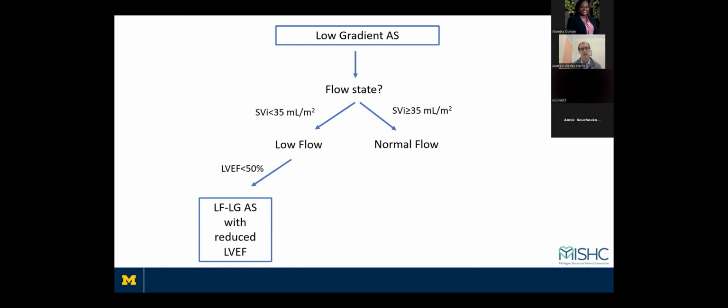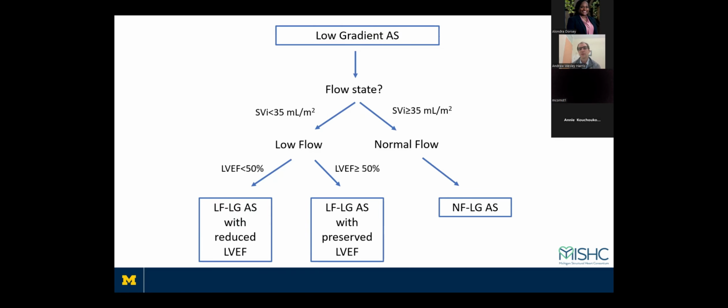The low flow state can be further divided based on the ejection fraction. So patients that have an EF of less than 50% have low flow, low gradient AS with a reduced EF. Those that have an ejection fraction of 50% or more have low flow, low gradient AS with a preserved ejection fraction, which is sometimes called paradoxical low flow, low gradient AS. And then finally, patients that have this normal flow state can be considered to have normal flow, low gradient AS.